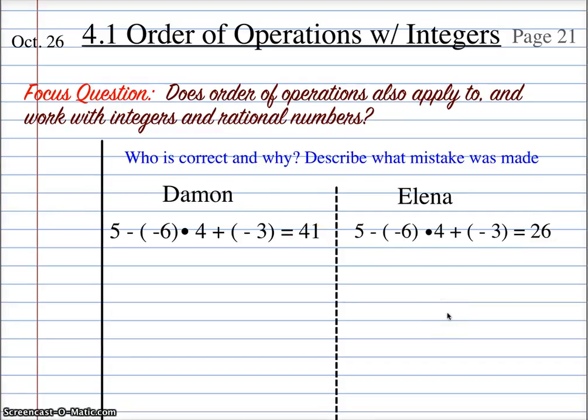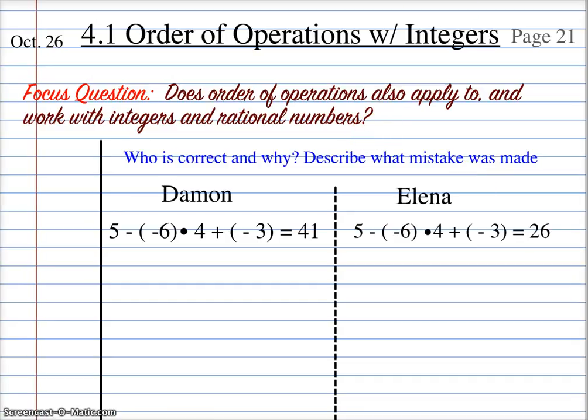Okay, with enough time, let's go ahead and solve these and figure out how they got their solutions. So Damon, as far as I know, did it like this. He went from left to right with no order. A negative and a negative together makes a positive, makes a plus. So I have 5 plus 6 makes 11.